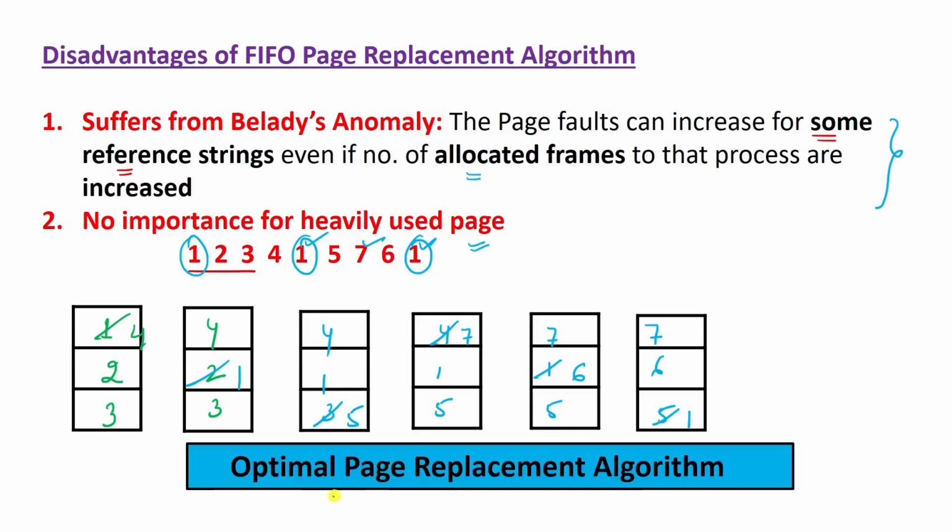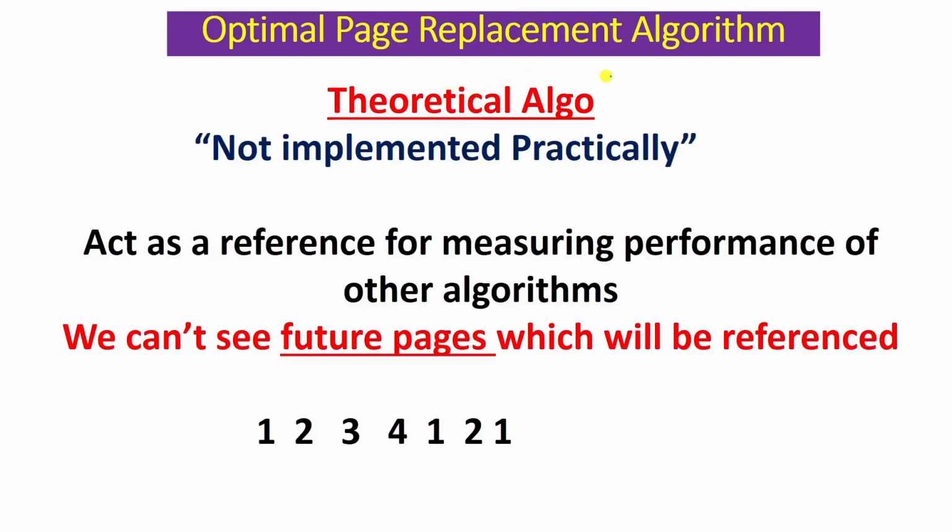Then we discussed the next algorithm, the optimal page replacement algorithm, so that we can tackle these problems. But in the optimal page replacement algorithm, there was the limitation that this algorithm is not implemented practically. It is a theoretical algorithm. That means this optimal algorithm acts as just a reference, or you can say a benchmark, for measuring the performance of the other algorithms that we are going to discuss, or that we have discussed, or that may be discovered in the later period of time.